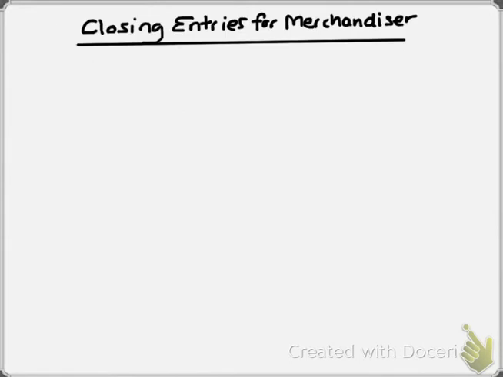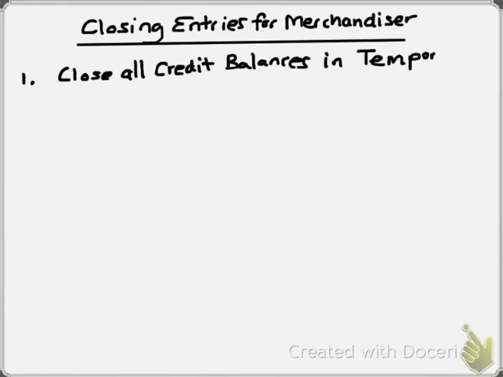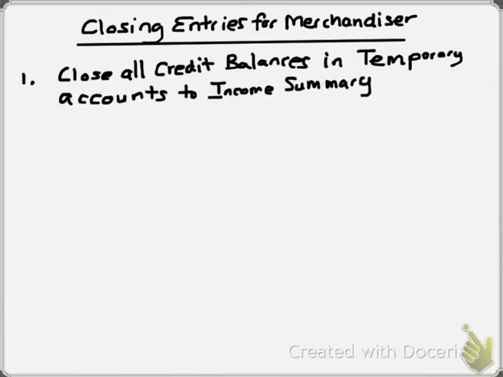The closing entries for a merchandiser are also a 4-step process. Step 1 is to close all credit balances in temporary accounts to income summary. Earlier, we said close all revenue accounts to income summary. Now we're expanding it a little and being more accurate and saying close all credit balances in temporary accounts to income summary. Well, what are the only temporary accounts that have credit balances? It's only revenue accounts. So again, here we're still only looking at revenue accounts.